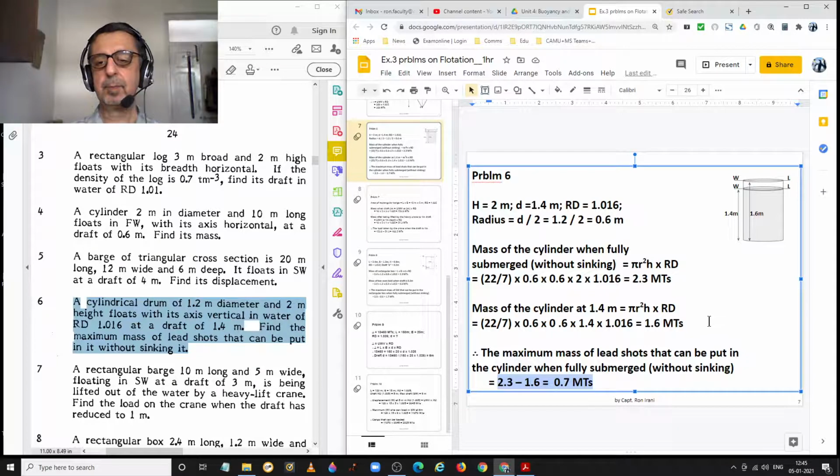Now it is important to note here that it does not matter whether you put lead shots or steel or even water. All that is required is the difference between the two masses when it is fully submerged and when it is floating at a certain draft.